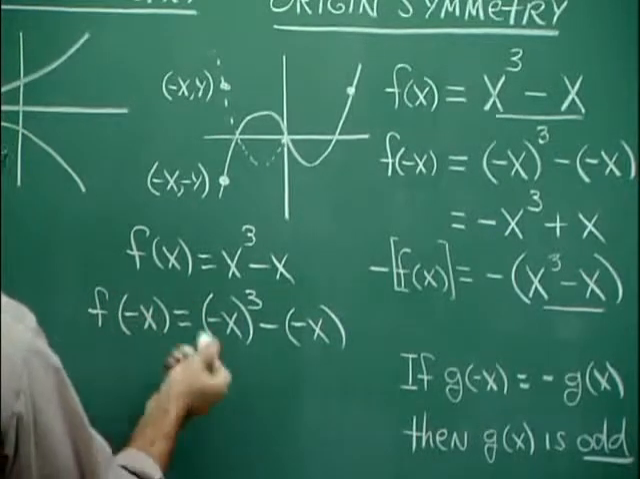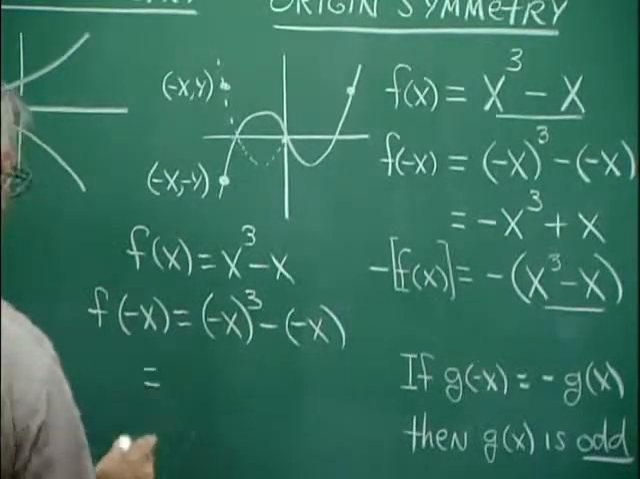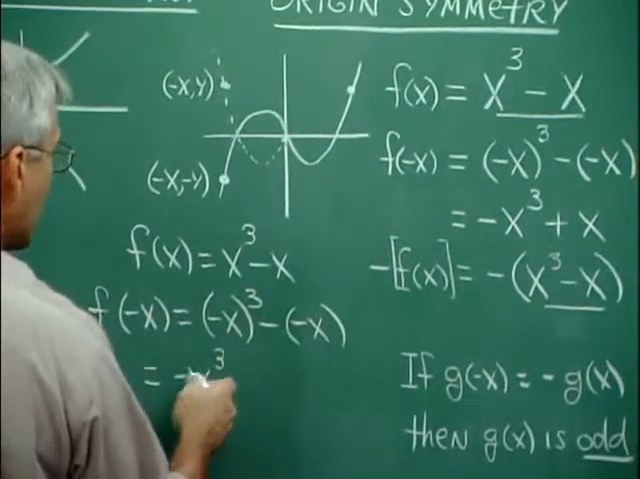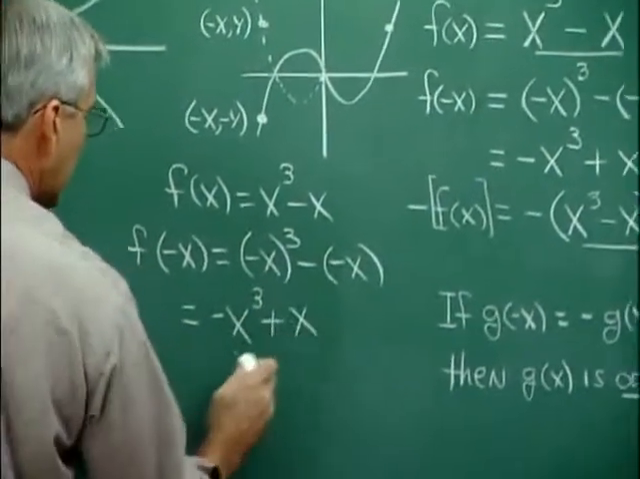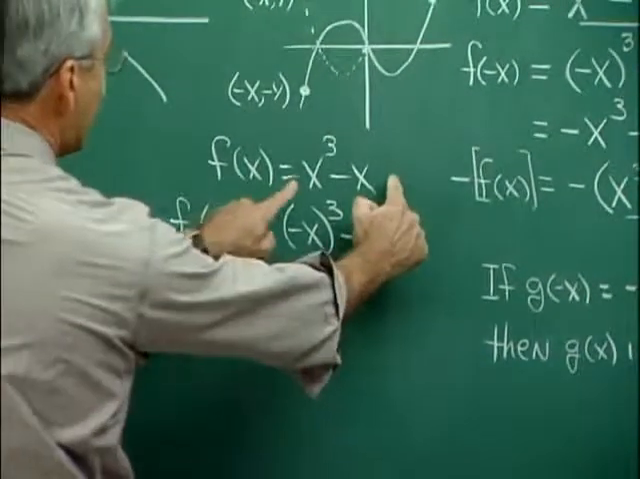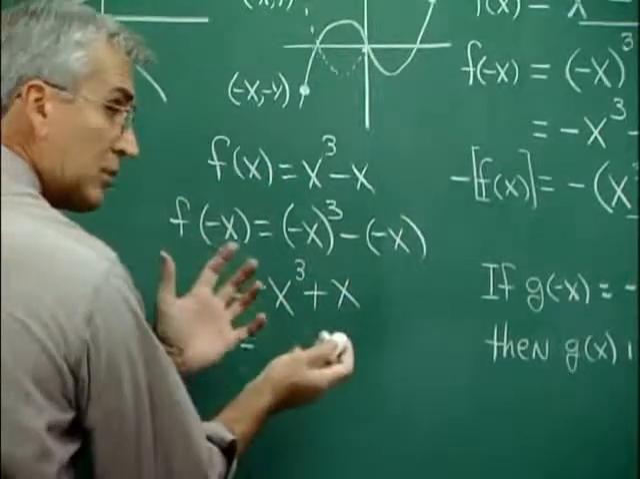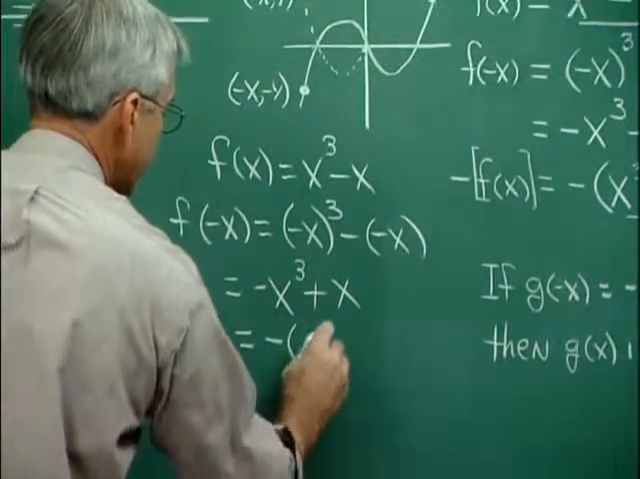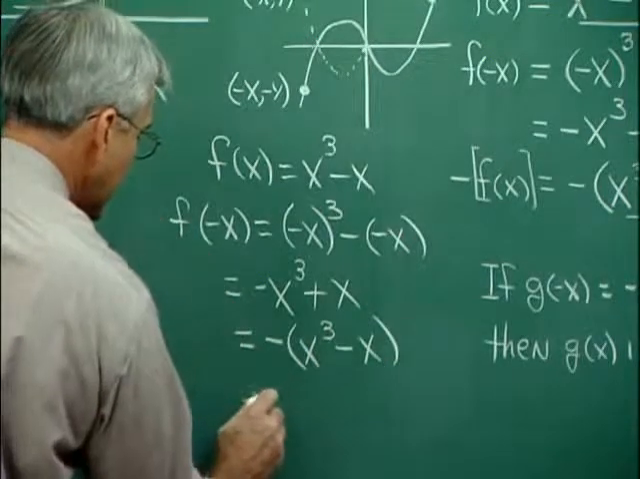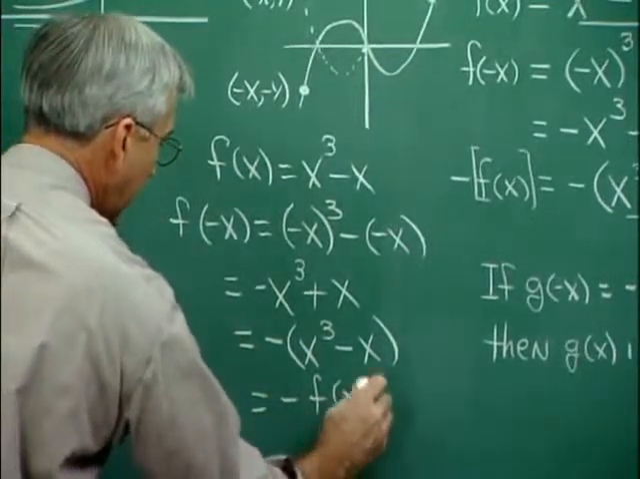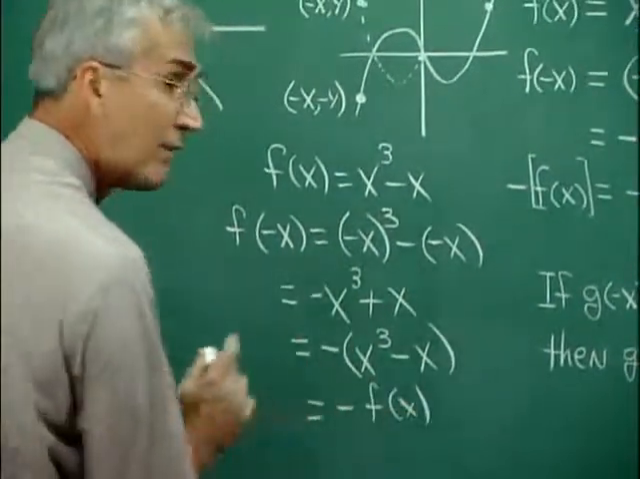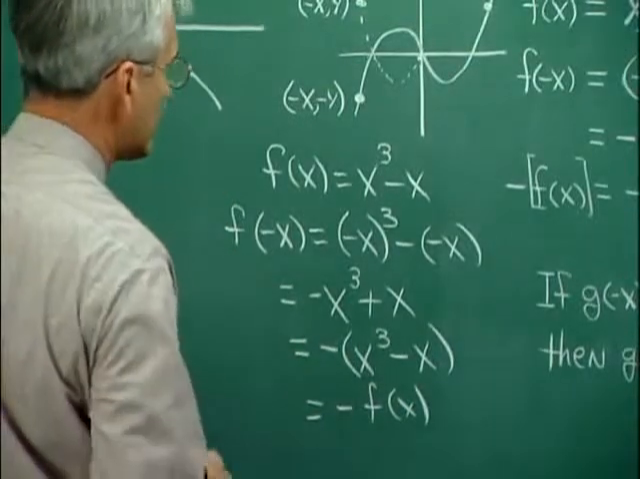And now I want to manipulate into a particular form. And it's very similar to what I did over here. Negative x cubed plus x. And now I'm trying to create a situation where I have the negative of f of x, the negative of this. So I'll force that factorization here, and I get, and this then is the negative of f of x, and therefore I determine then, because f of negative x is equal to the negative of f of x, I determine that f of x is odd.